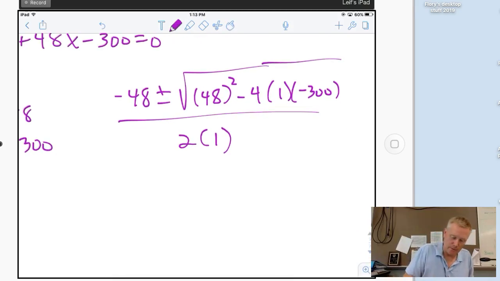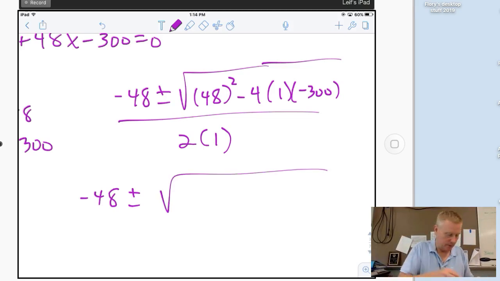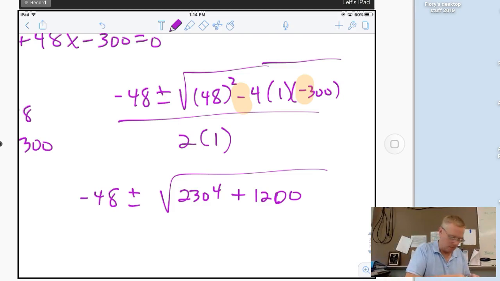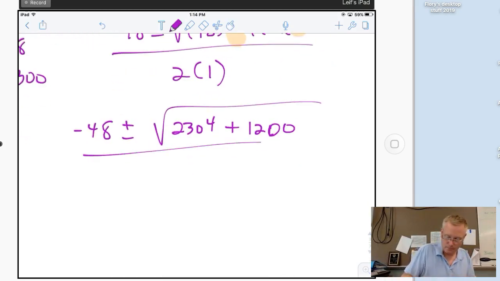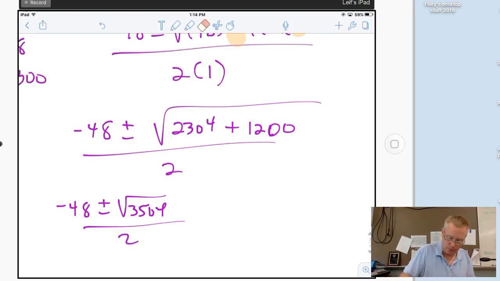Alrighty. -48 plus or minus square root of 48 squared. It's 2304. I got 1 subtraction, 1 negative, that's a plus. 4 times 300 is 1200. It's 3504. So I got negative 48 plus or minus square root of 3504 over 2.